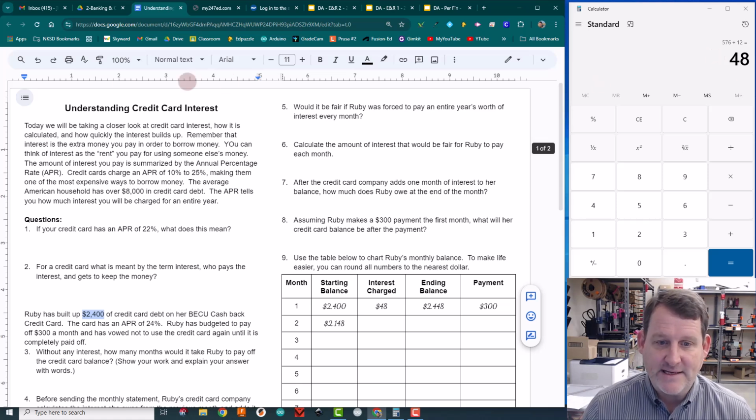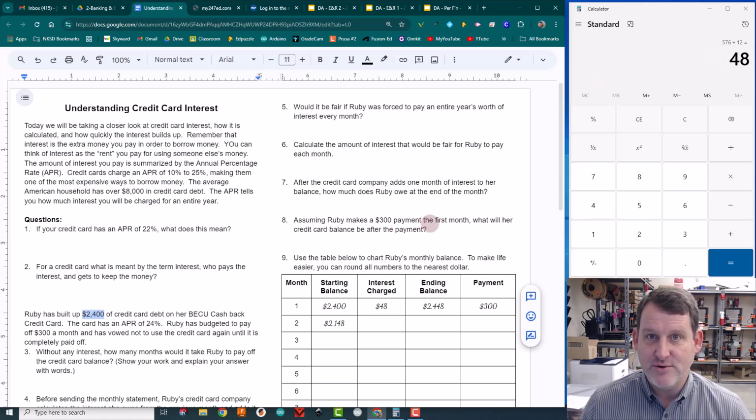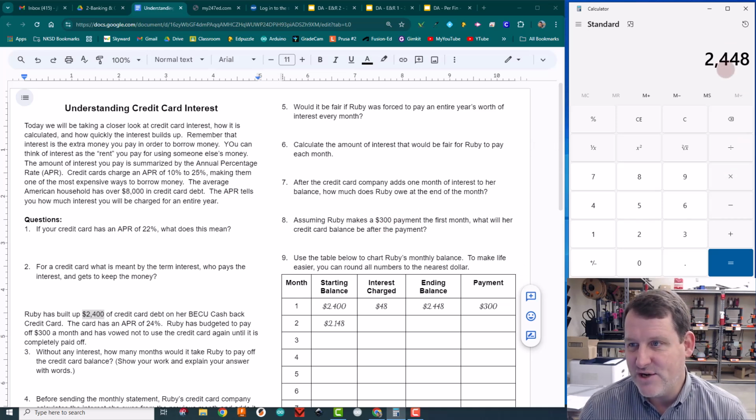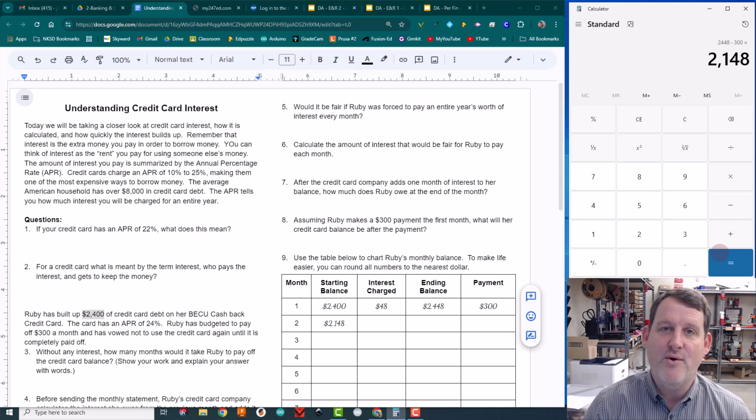All right, number 8, $300 payment. So she owes $2,448 at the end of the month. She sends in a $300 payment. Well, that should decrease this number because she's paying off the debt. So this is minus $300. So at the beginning of next month, she's only going to owe $2,148. All right, so far so good.